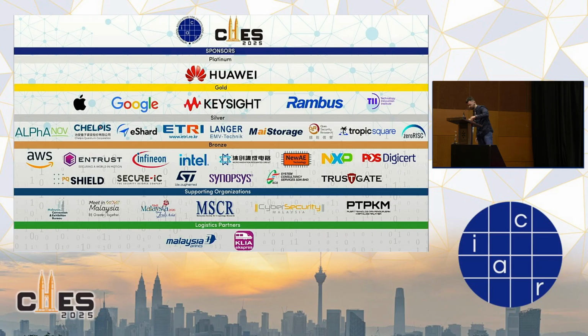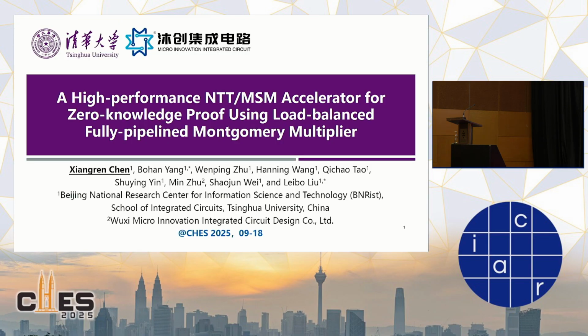So the second talk will be a high-performance NTT MSM accelerator for zero-knowledge proofs using a load-balanced, fully pipelined Montgomery multiplier. Xianren will give the talk. Thanks for the introduction. Hello, everyone. I'm Xianren Chen. It's my pleasure to have the opportunity to present our work. The title is a high-performance NTT MSM accelerator for zero-knowledge proof using a Montgomery multiplier.